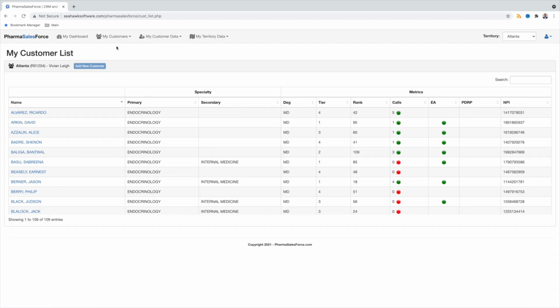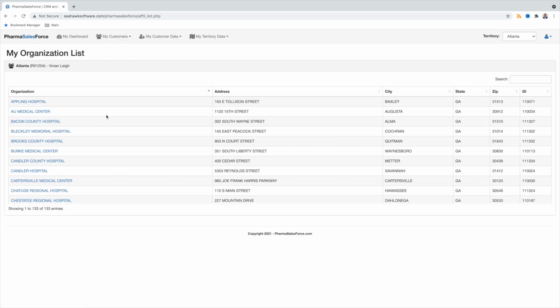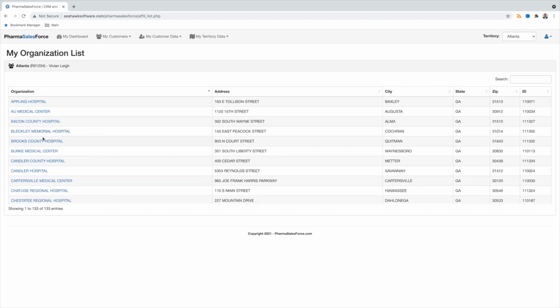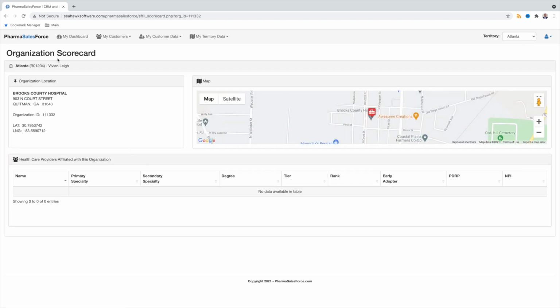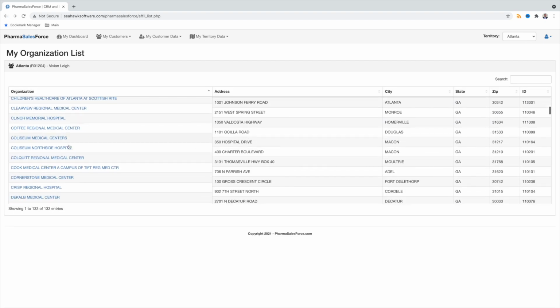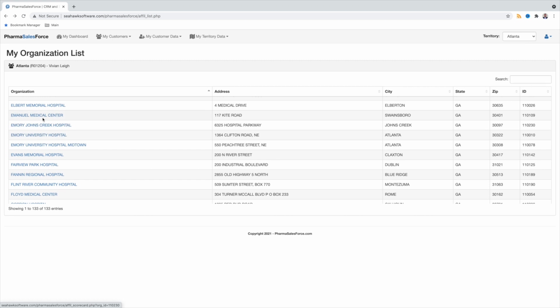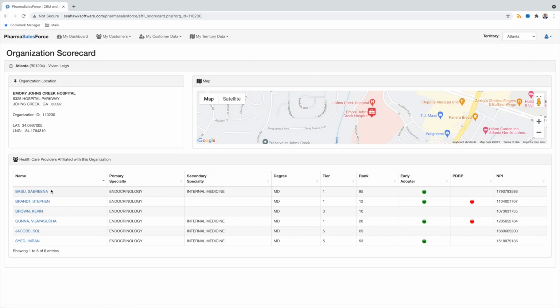In addition to my HCP customer list, I also have an HCO customer list. These are my healthcare organizations. These are all the hospitals in the area. When I drill into a hospital, I will see the affiliated doctors, if there is any. Let me pick one. I know there is one. I believe Emory Hospital will have, Emory Johns Creek will have some affiliated doctors, and it does. And these are the doctors that practice medicine at Emory Johns Creek Hospital.